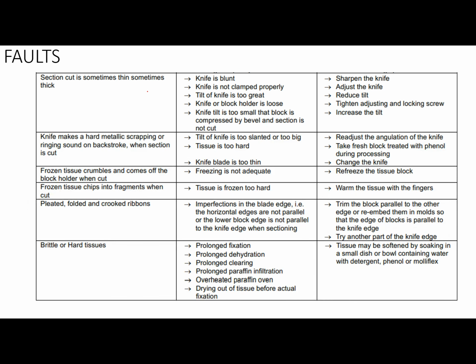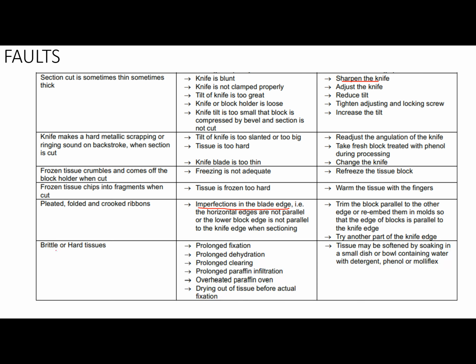Then if sections cut are sometimes thin or sometimes thick, this could be caused by the knife being too blunt. So it's recommended to sharpen the knife. Then pleated, folded, and crooked ribbons are usually caused by imperfections in the blade edge, such as horizontal edges. To remedy this, trim the block parallel to the other edge or re-embed them in molds.